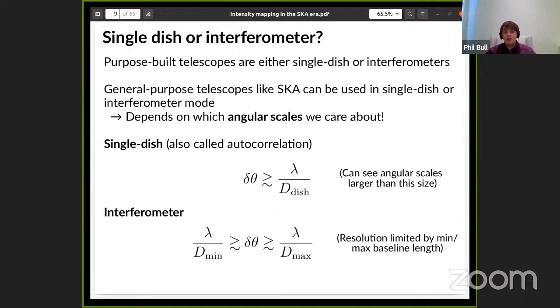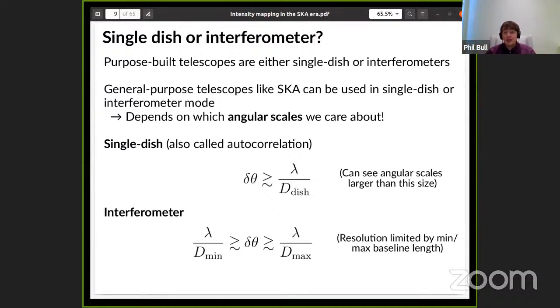So here are just a few very basic hand-wavy expressions to tell you which angular scales each will be sensitive to. If you use your telescope as a single dish, in autocorrelation mode, it will be able to see any angular scales greater than this angle, which is roughly equal to the wavelength you're observing at, lambda, divided by the diameter of the dish. This is an approximate expression, but it's roughly lambda over d. So for something like the SKA, lambda over d is about 1 degree at most of the wavelengths you care about. So you really can't see much on small scales. That's all washed out. But on large scales, you can see everything.